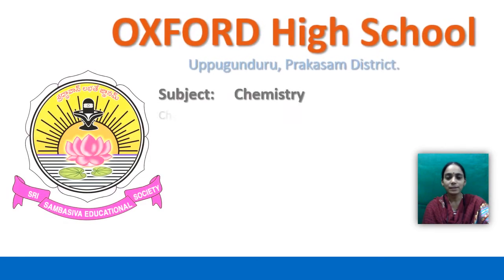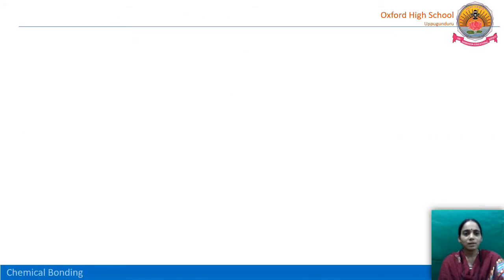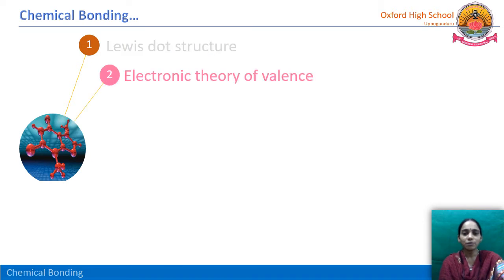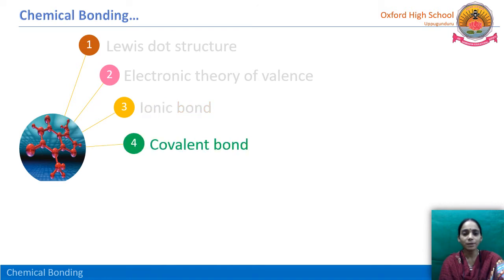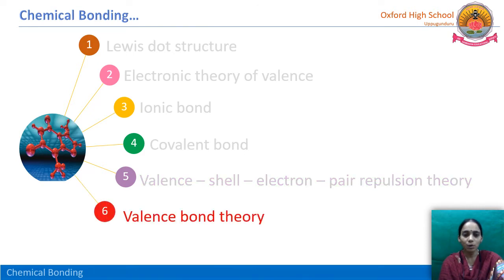Today we are going to discuss the next chapter, that is the eighth chapter in our 10th class chemistry, chemical bonding. The topics we are going to discuss in this chemical bonding are Lewis dot structure, electronic theory of valency, ionic bond and covalent bond, valence shell electron pair repulsion theory, valence bond theory and hybridization.